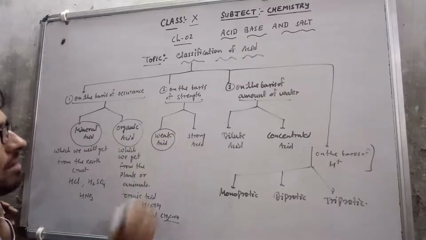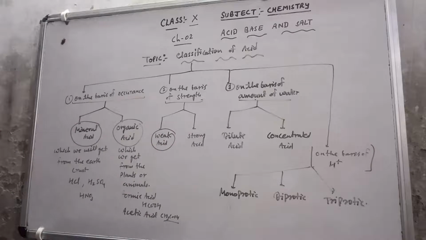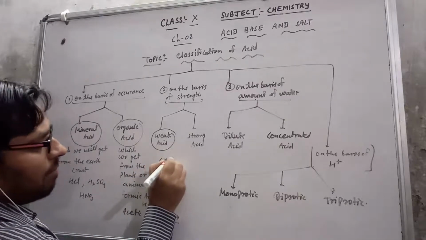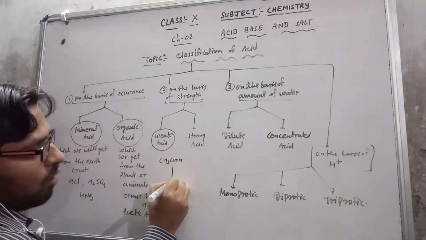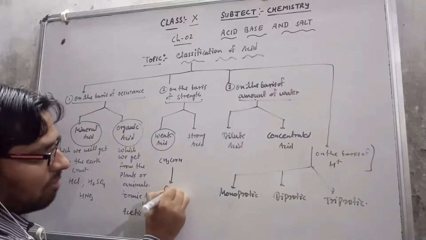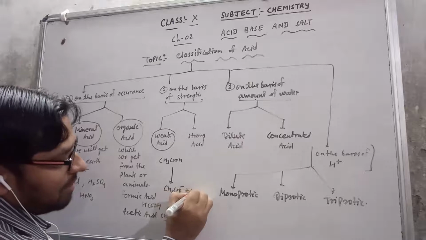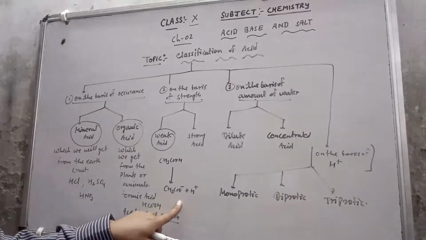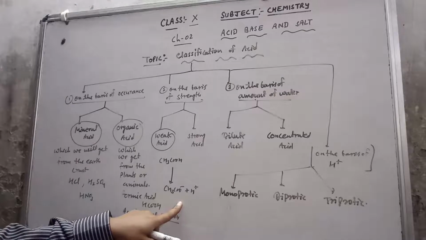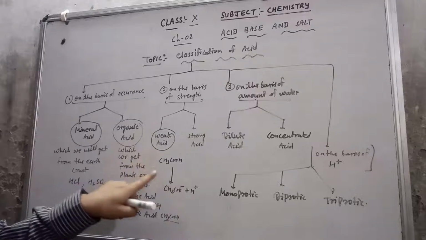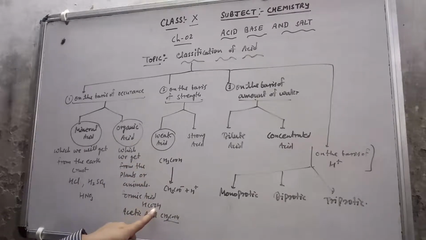Now let's talk about the weak acid. What are the weak acids? The acids which ionize in less amount in water, or we can say those which do not ionize easily in water, are called weak acids. Like CH3COOH. If I dissolve CH3COOH in water, it will not ionize easily. It will take some time to ionize, and it ionizes only in less amount. Like ethanoic acid, and the same with formic acid, they are weak acids.